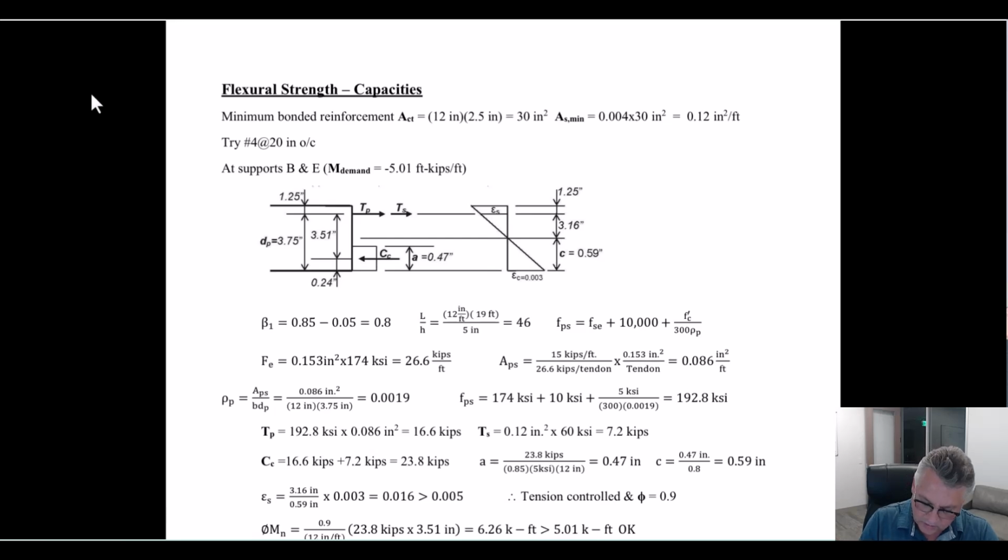For one-way systems, the minimum bonded reinforcement is 0.004 times the area in tension. So remember, the area in tension, it's a 12-inch wide slab. It's 5 inches deep.